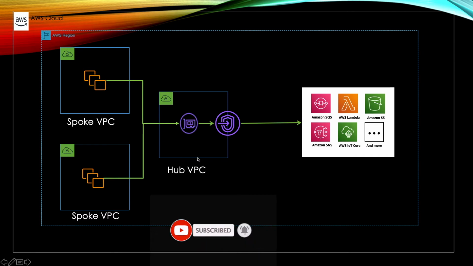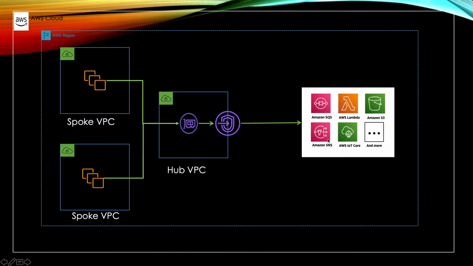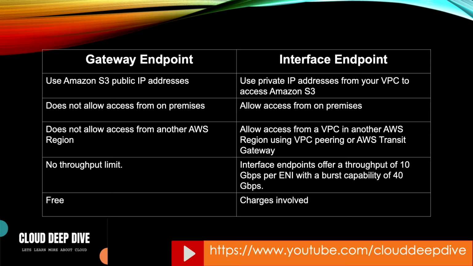Then you have to use the interface endpoint. You cannot use the gateway endpoint because the gateway endpoint is not accessible from outside the VPC. They can be accessed only from within the VPC. So this is one of the scenarios where you will use the interface endpoint instead of the gateway endpoint.